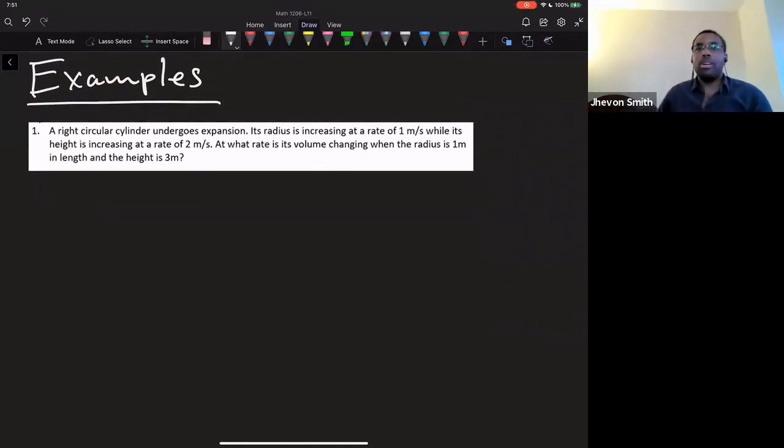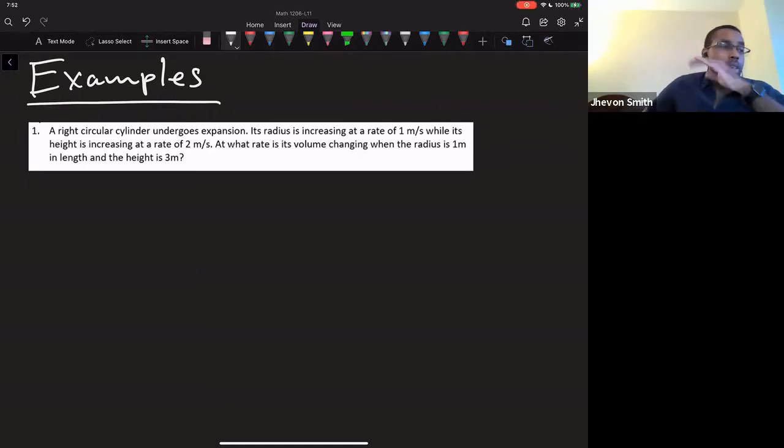Okay, so we're going to start off easy. Let's read through this problem. A right circular cylinder undergoes expansion. So we have a cylinder, it's right, it's circular, and we know it's expanding. Its radius is increasing at a rate of 1 meter per second, and its height is increasing at a rate of 2 meters per second. At what rate is the volume changing when the radius is 1 meter and the height is 3 meters?